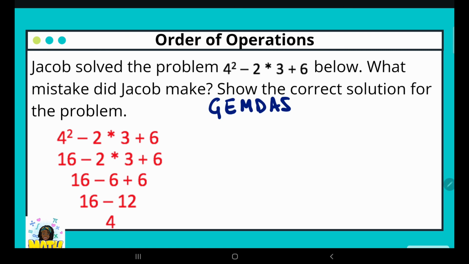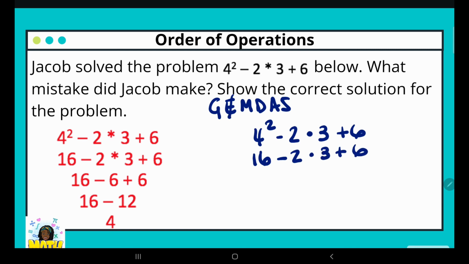Okay, so here I have 4 squared minus 2 times 3 plus 6. I have no grouping symbols, so I can move past that. However, I do have an exponent, and I know 4 squared is 16, and I can bring down everything else. So I completed my exponent. Now I do have multiplication, 2 times 3. 2 times 3 is 6. So I can eliminate that, and then bring down everything else.